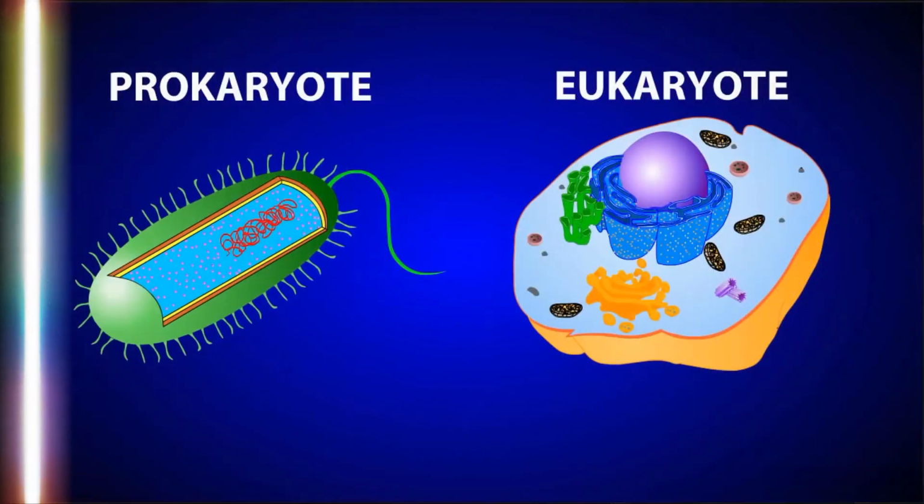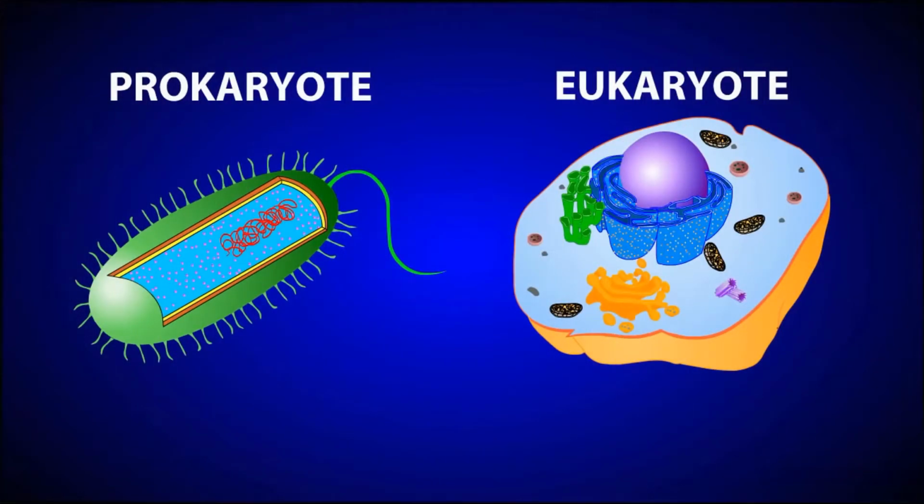On Earth, there are two major types of cells, prokaryotic and eukaryotic. Prokaryotic cells are the simplest and most ancient types of cells. They were the only form of life on Earth for billions of years before eventually giving rise to eukaryotic cells. If you take a look at prokaryotic and eukaryotic cells side by side, you can see a number of differences.